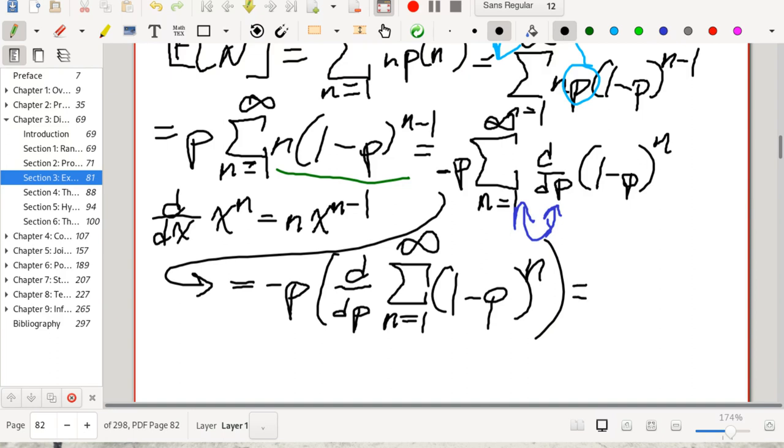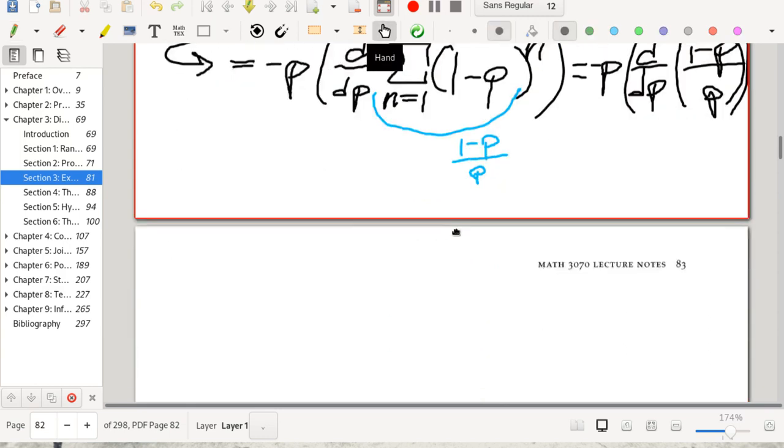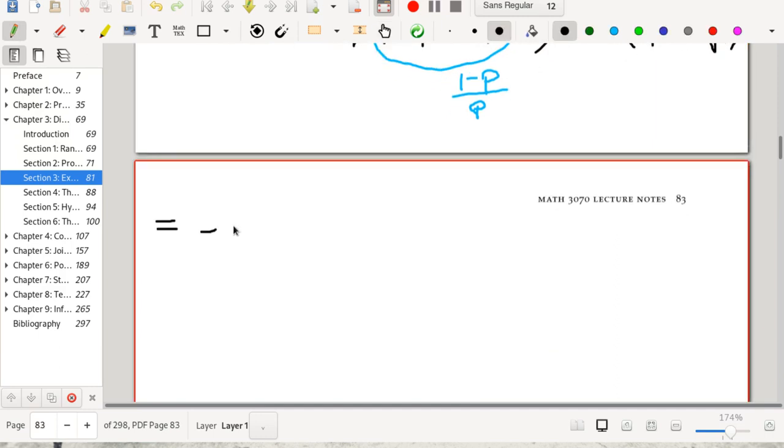All right. The thing, though, is we know how to compute this sum. You know that this sum is going to become (1 minus p) divided by p. So that means that this will become negative p. Oops, wrong color. Negative p. And then we've got the derivative with respect to p of (1 minus p) divided by p. Which we should probably simplify somewhat and say that this is equal to negative p and the derivative with respect to p of 1 over p minus 1.